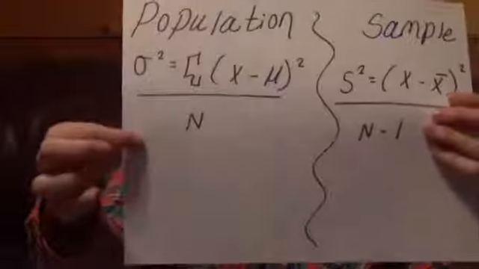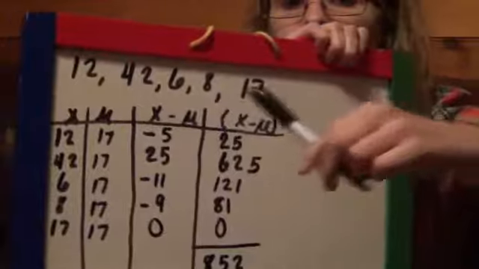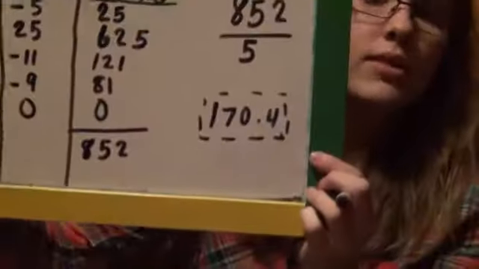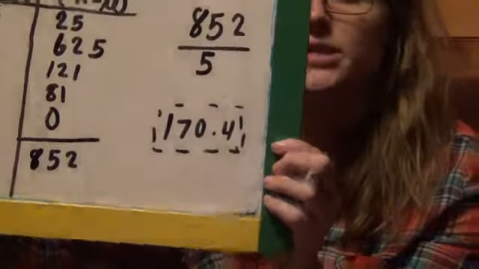So if you look, the only piece left is to divide by n. So we have 852. But what is n? n is the number of items that we have in our list of numbers. So it's 5. So if we divide 852 by 5, we get 170.4. This number is our population variance.